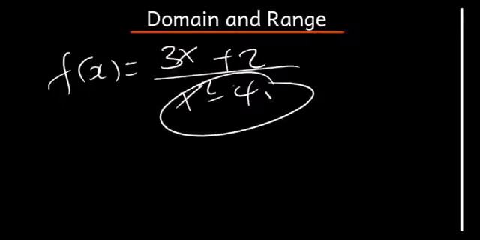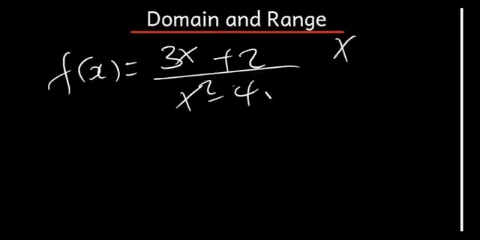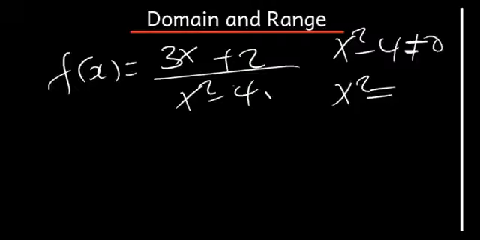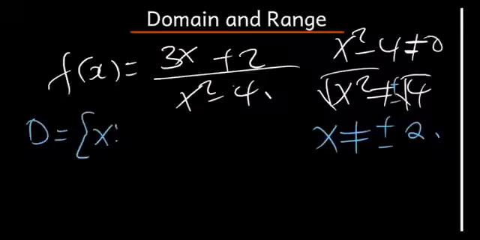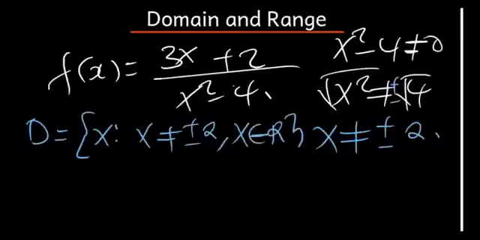Get the denominator, set it not equal to 0. x squared minus 4 not equal to 0. x squared not equal to 4. So I get the square root of both sides, meaning here I'm going to have plus or minus. So I have x not equal to plus or minus 2, meaning that my domain is going to be x is such that x should not be equal to plus or minus 2, but this x has to be a member of all real numbers.